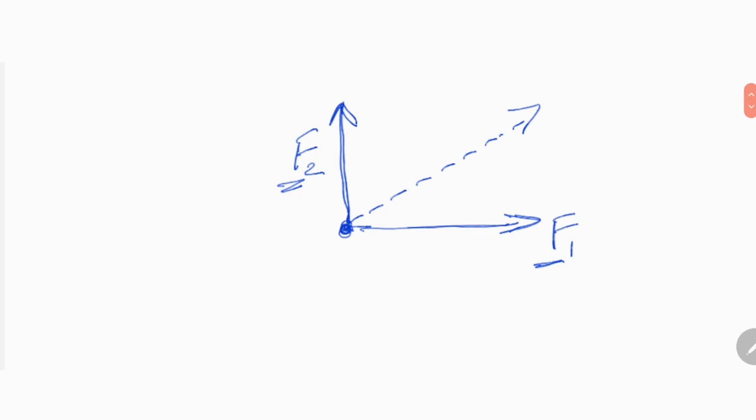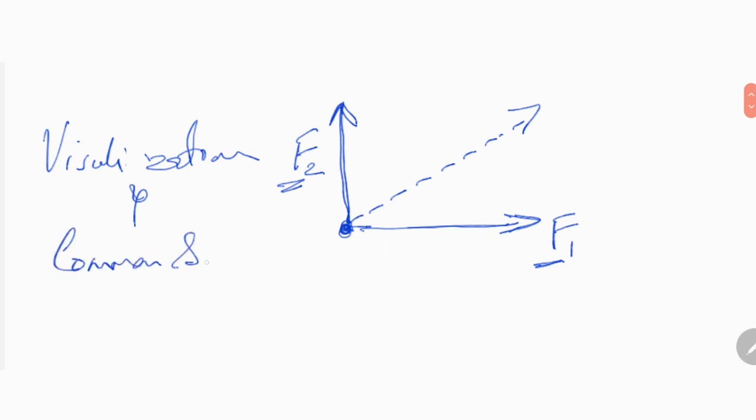Now, how are you able to tell this? It is by common sense and by visualization. By using visualization and common sense, you are able to tell me that the effect of these two forces, F1 and F2, will result in the object moving in this direction with a force. We'll call it Fr, right? R is the resultant force.